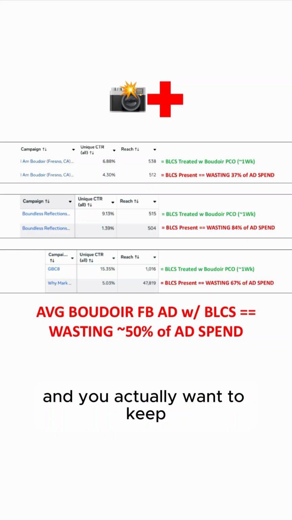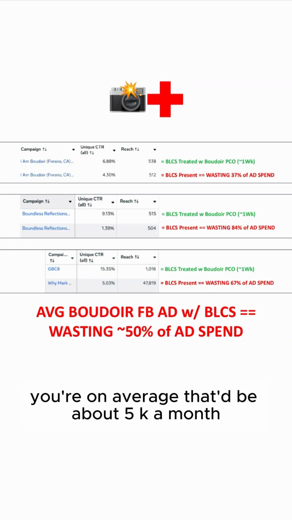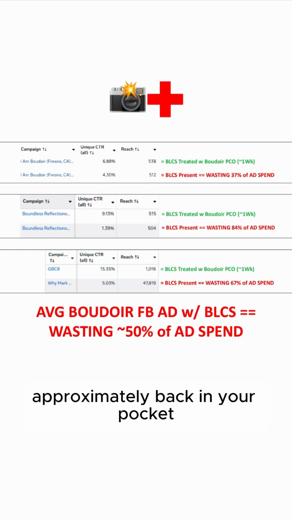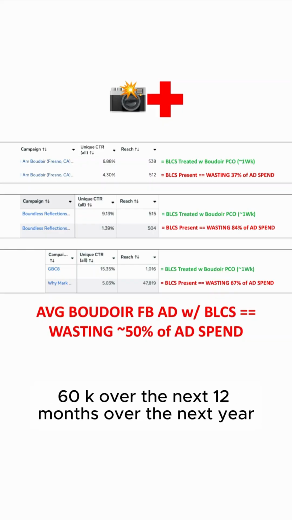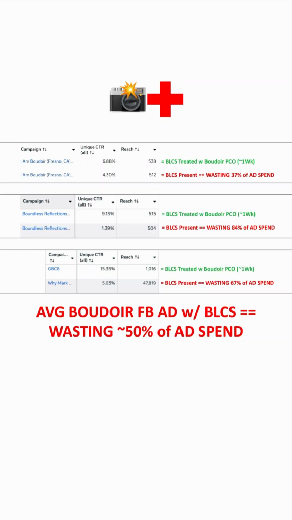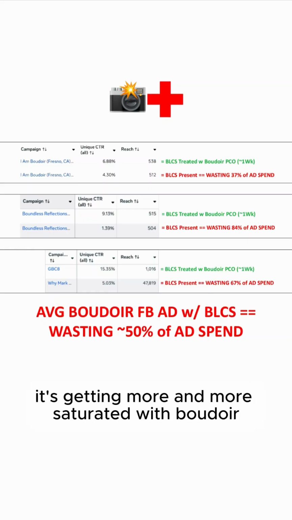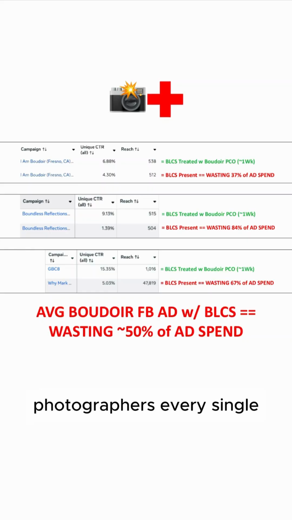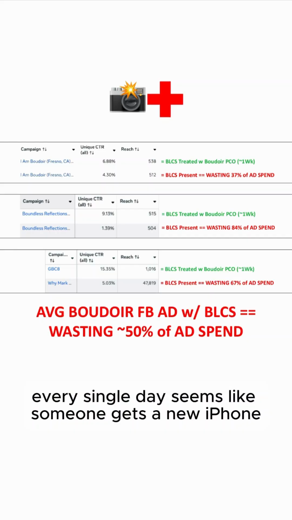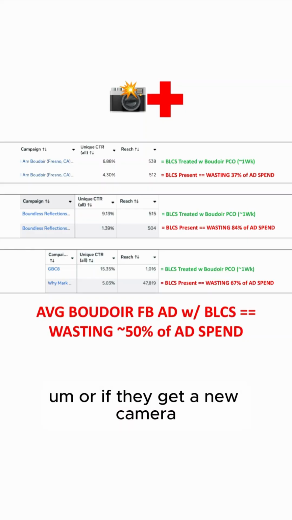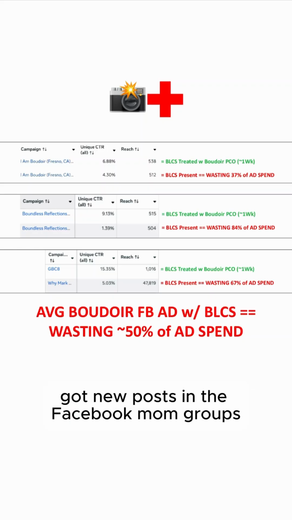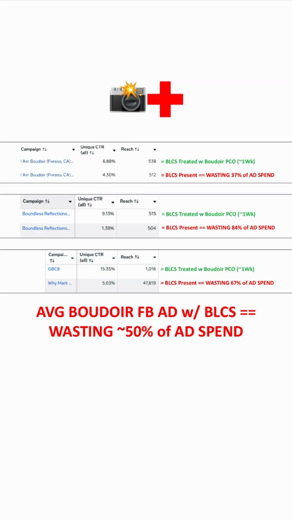And you actually want to keep more money in your pocket. On average, that'd be about 5K a month, approximately, back in your pocket. Trade with Boudoir Pico, and approximately 60K over the next 12 months, over the next year. Then, because you're looking around the marketplace, it's getting more and more saturated with boudoir photographers every single day. Seems like someone gets a new iPhone, they're throwing up their Google business profile saying they offer boudoir. Or if they get a new camera, got new posts in the Facebook mom groups saying they offer boudoir.